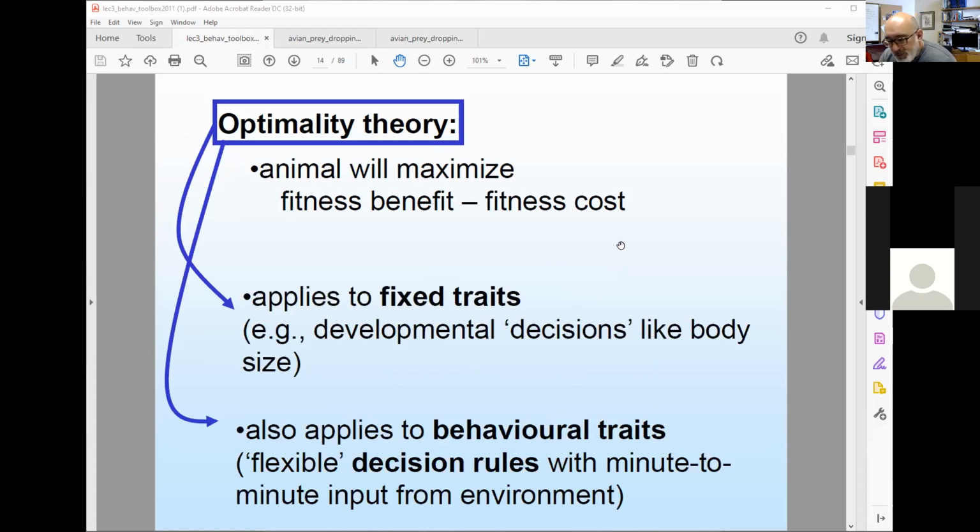So this approach obviously applies to what we call fixed traits. These are things like body size and so on, but it also applies to the kinds of traits that we're interested in, behavioral traits.